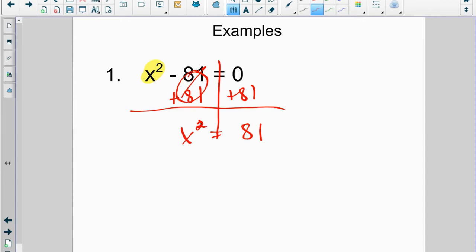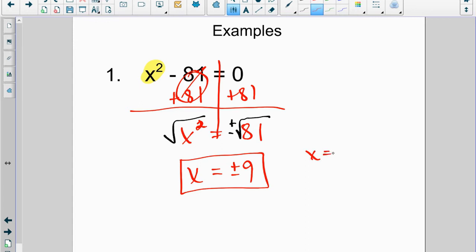Now I have to get rid of the exponent. So I square root both sides, and I also remember the plus or minus symbol when I do that. That's going to give me x equals positive and negative the square root of 81. Well, let's see, what number times itself equals 81? That's 9 times 9 is 81. So x can equal 9, and x can also equal -9. Those are the two solutions represented by that positive negative symbol.